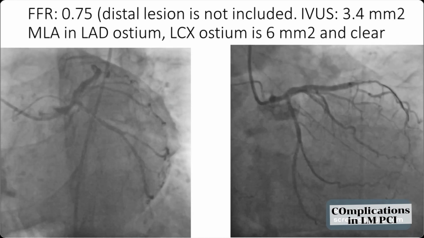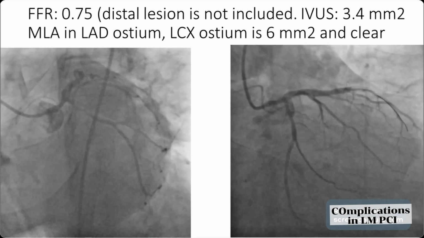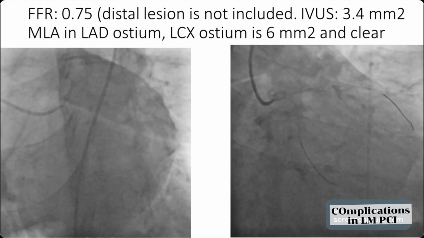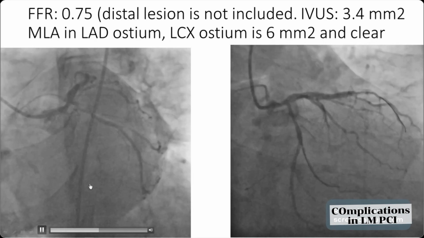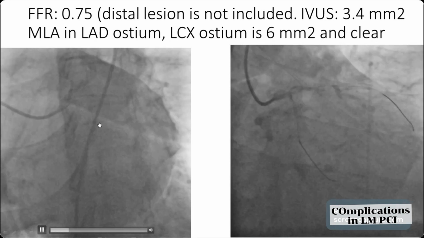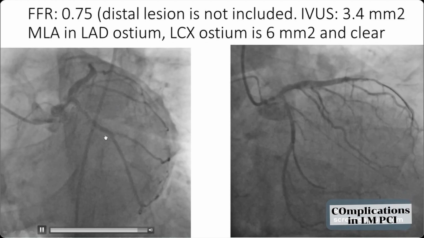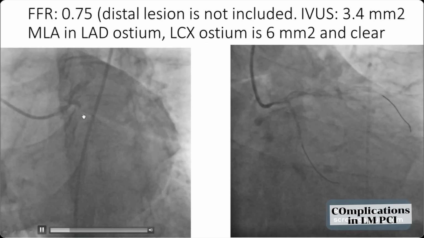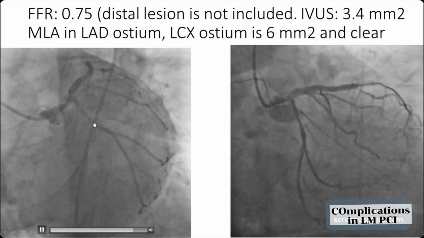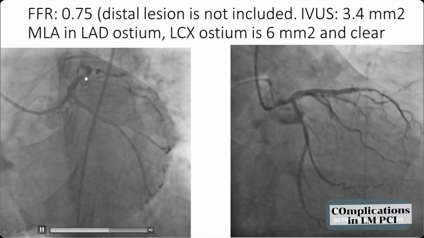There is tight stenosis in a dilated ostium. Minimum lumen area is 3.4 millimeters square. FFR is 0.75. The circumflex ostium is clear. There is only mild disease in the circumflex ostium. Diameter is about 2.7 millimeters in the circumflex ostium.